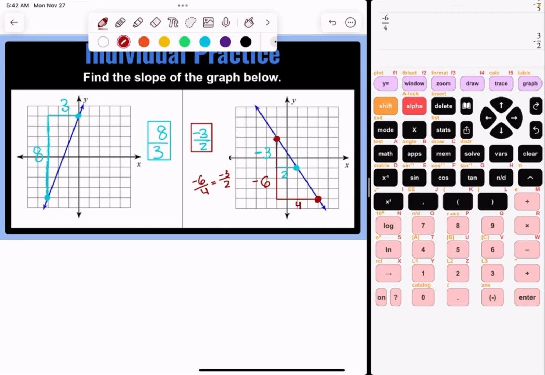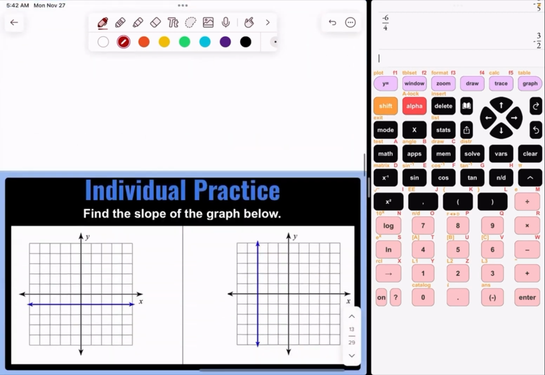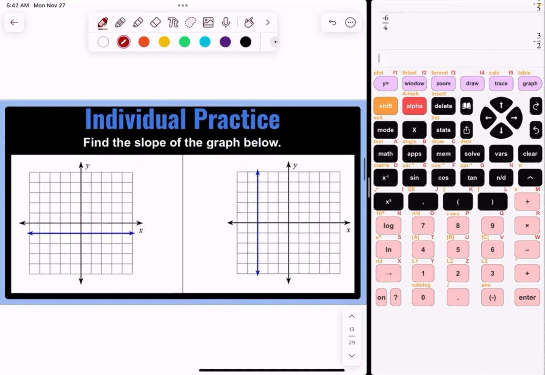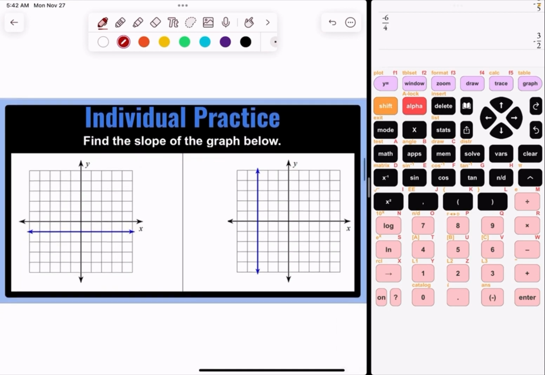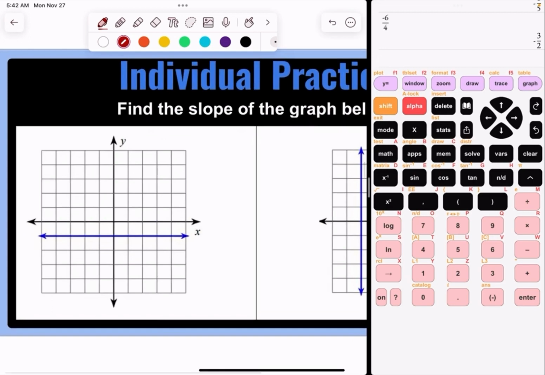Alright, so that is how to find the slope of a graph. Now, let's look at these real quick. Rise over run. How much should we rise? If I choose 2 random points, let's choose this and this. How much did I rise? I didn't rise at all. So that's 0. But how much did I run? 1, 2, 3. If I try to simplify this, 0 over 3 equals 0. So this is a slope of 0.